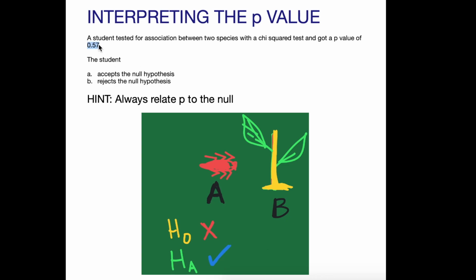But what if the value here was not 0.57, but something like 0.09? Then what that means is that there is a 9% chance of there being no association between A and B, and a 91% chance of there being an association, or 91% certainty of you wanting to accept this alternate hypothesis.